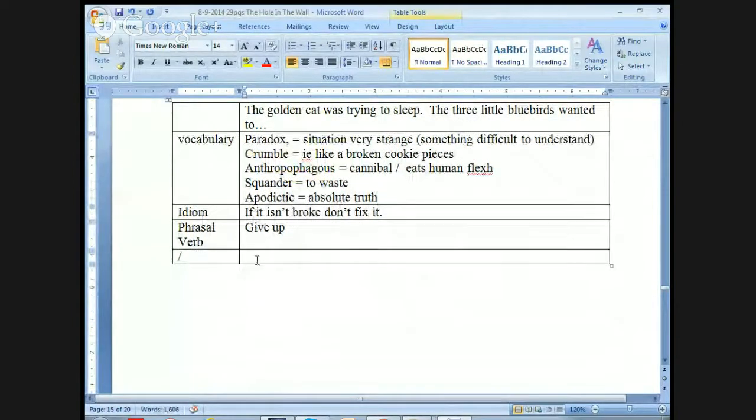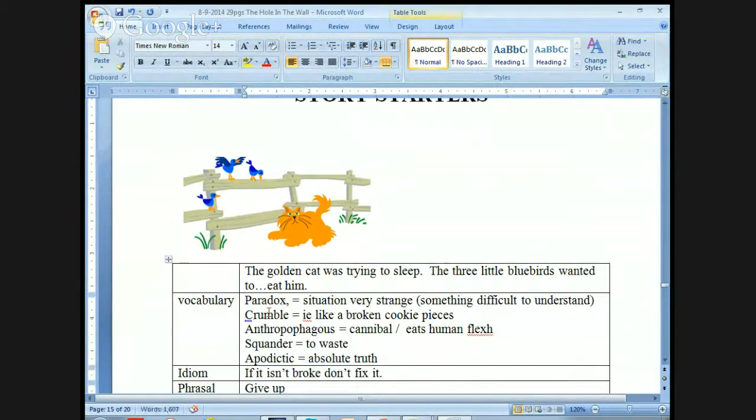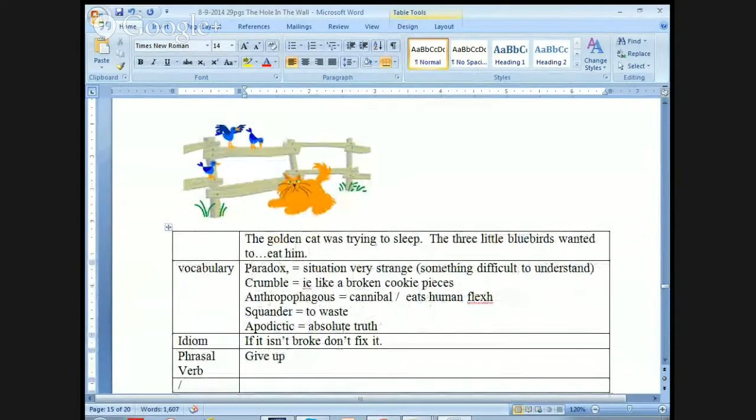Here's my phrasal verb. Okay. Ruben, are you ready? Here's your story starter. As soon as you give me the word that goes here, your time will start. Okay. The golden cat was trying to sleep. There were three little bluebirds who wanted to eat him. But paradoxically, in a future world, in a paradox world, there were two men trying to eat another man.